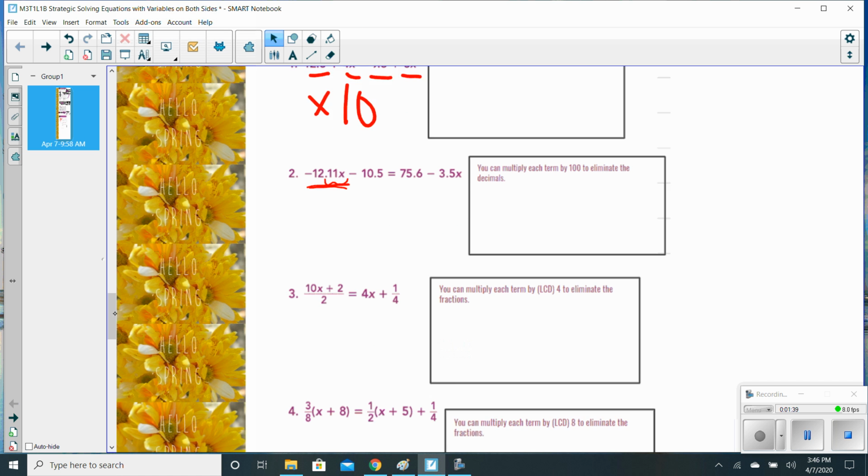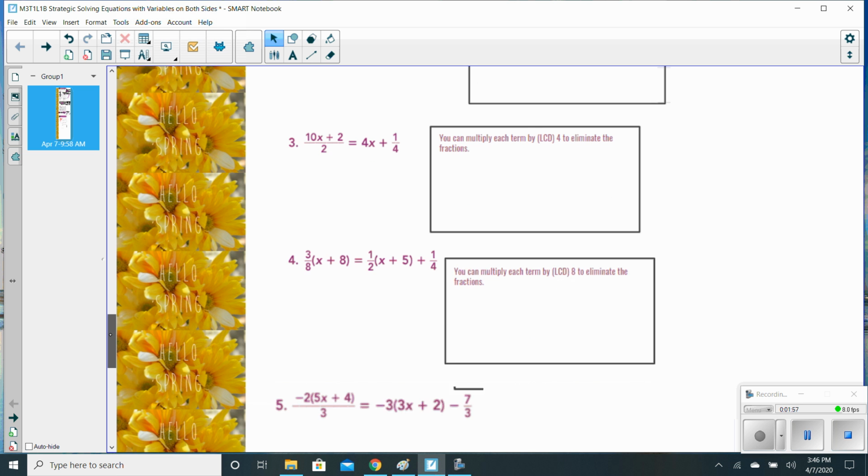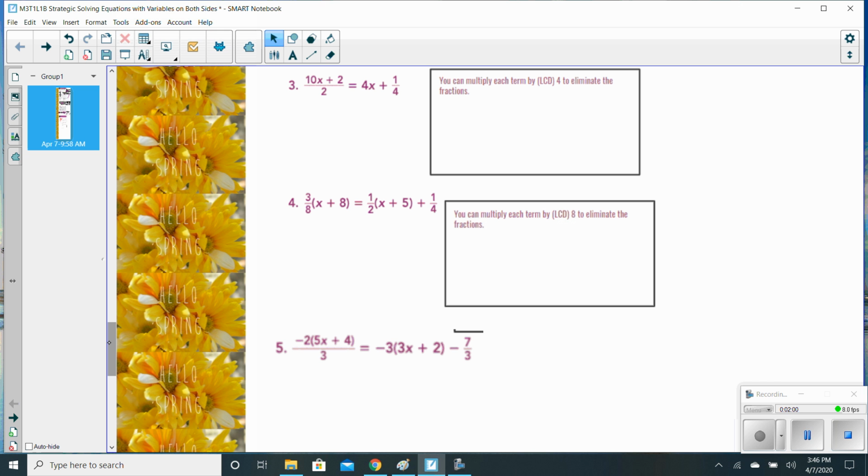Number 3, so this one again is dealing with our LCD. So looking here, you have a 2 in your denominator and you have a 4 in your denominator. Your LCD is going to be the 4. 4 goes into 4 once, and then 2 goes into 4 twice. So that'll be able to simplify out. And then for number 4, similarly here you have fractions. So if you're looking, you have an 8, a 2, and a 4. So your LCD for this one is going to be 8.